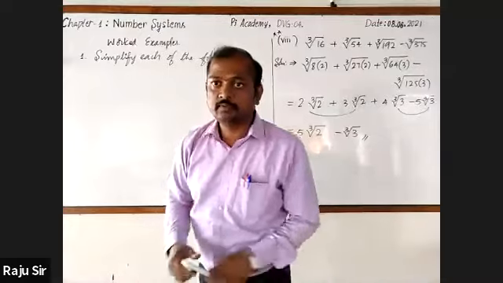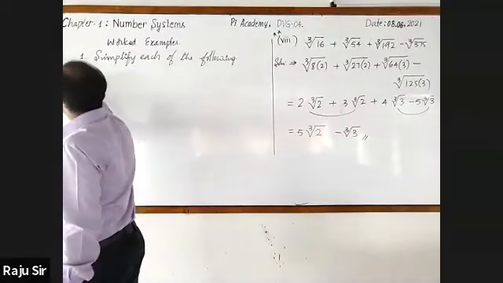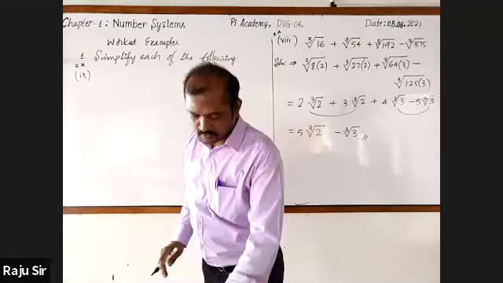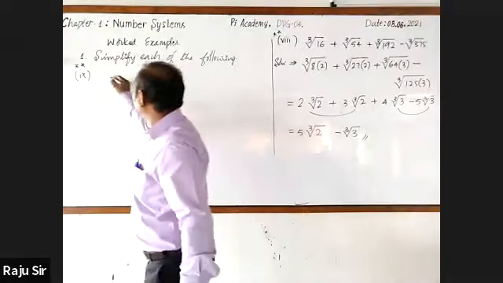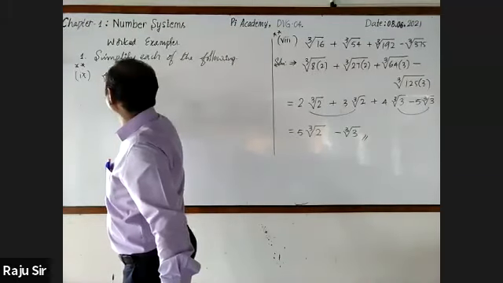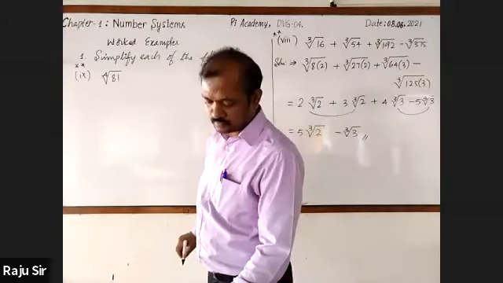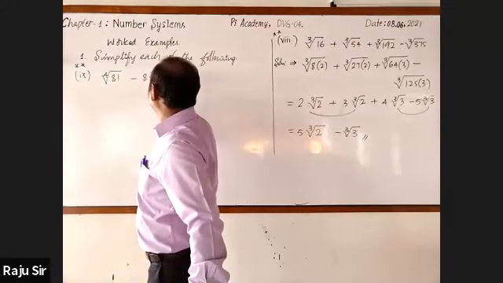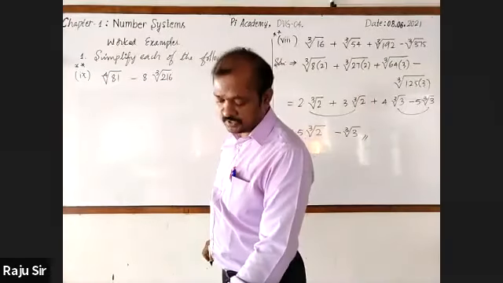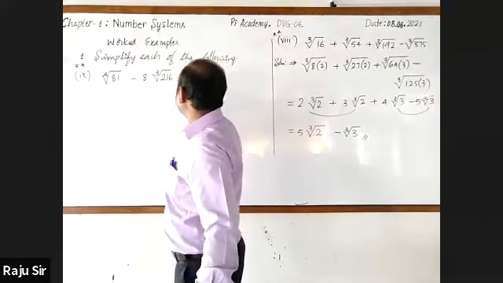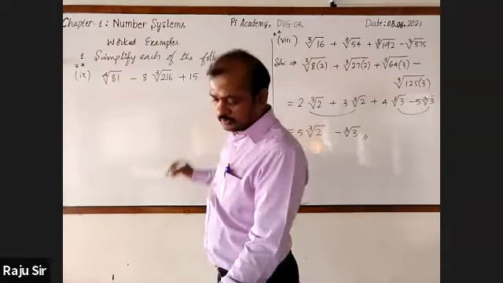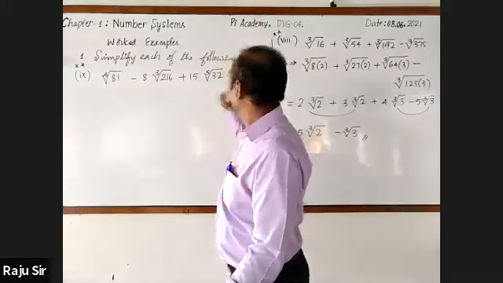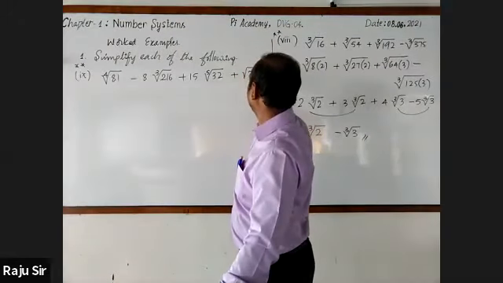Right, ninth one. Ninth one is double star. It is 4th root of 81 minus 8 into cube root of 216 plus 15 into 5th root of 32 plus square root of 225.